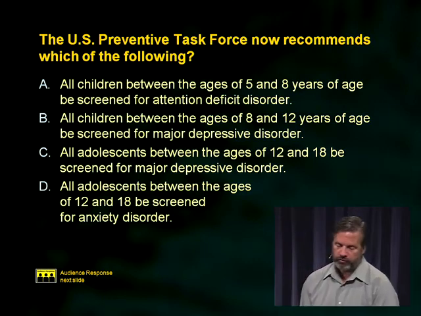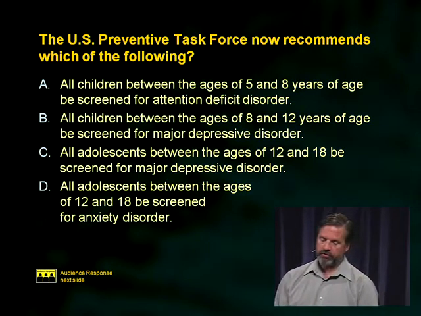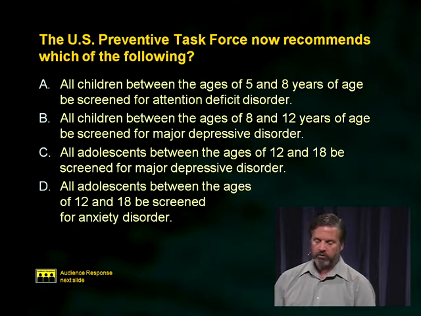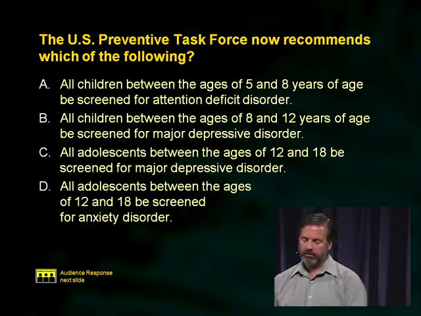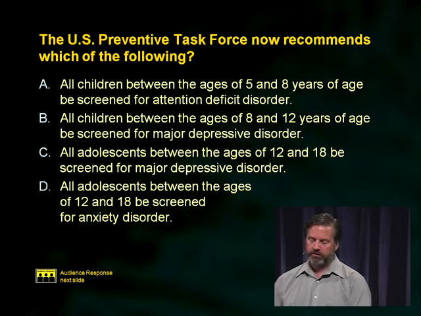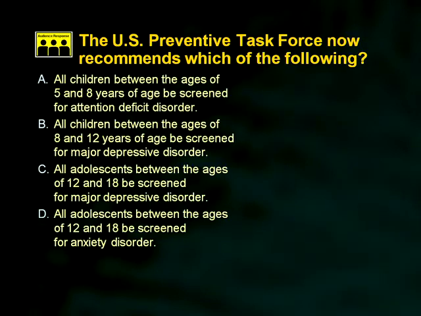All right, another question for you on screening guidelines. This is the U.S. Preventive Task Force. So the U.S. Preventive Task Force now recommends which of the following? A, all children between the ages of 5 and 8 years of age be screened for attention deficit disorder. B, all children between the ages of 8 and 12 be screened for major depressive disorder. C, all adolescents between the ages of 12 and 18 be screened for major depressive disorder. Or D, all adolescents between the ages of 12 and 18 be screened for anxiety disorder. Which of those is a U.S. Preventive Task Force guideline?